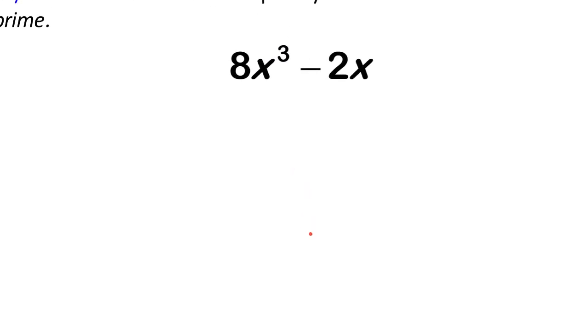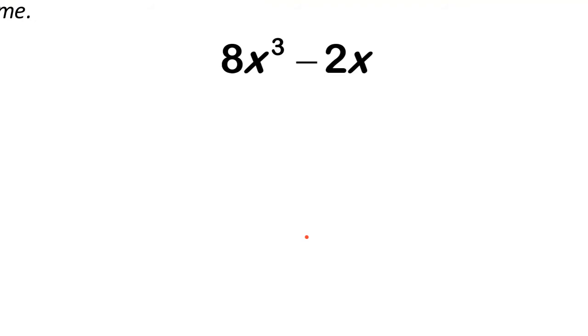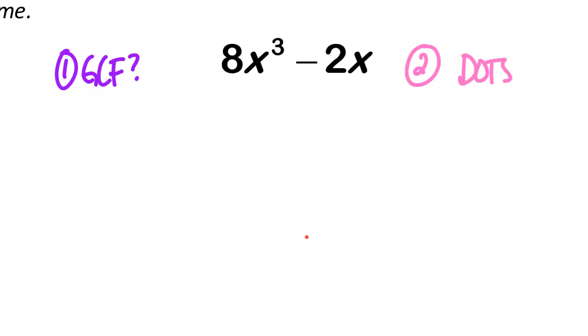Next one, you guys go ahead and try this one on your own. We have 8x to the third minus 2x. So remember again, you're looking for GCF. And then step 2, check for DOTS. You guys are trying this one?